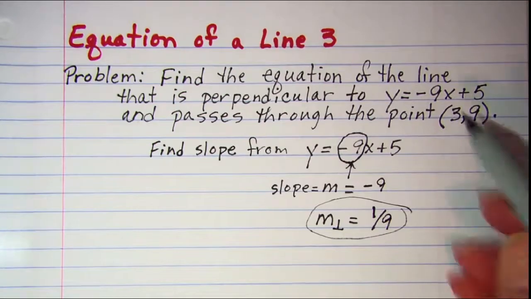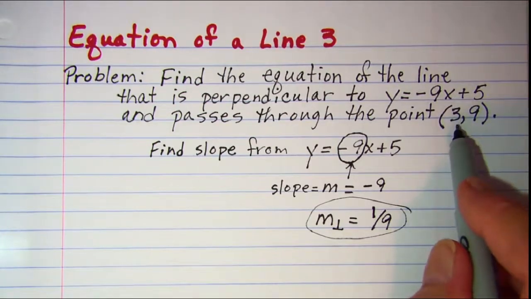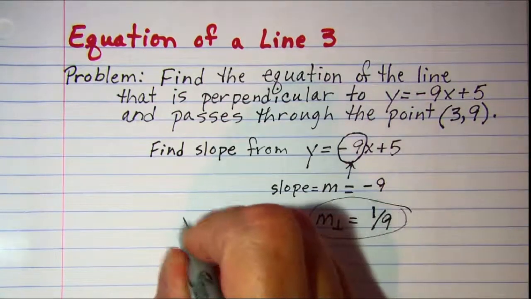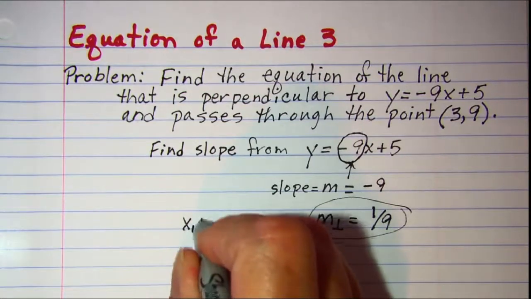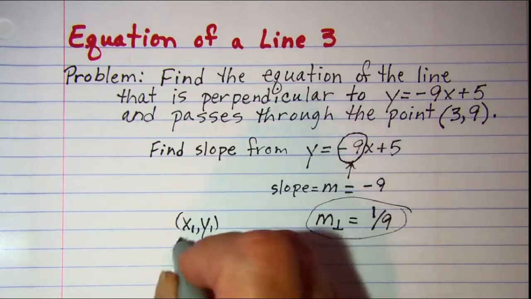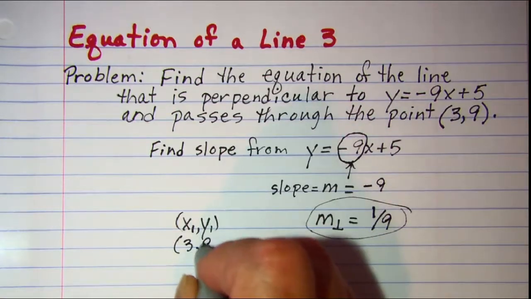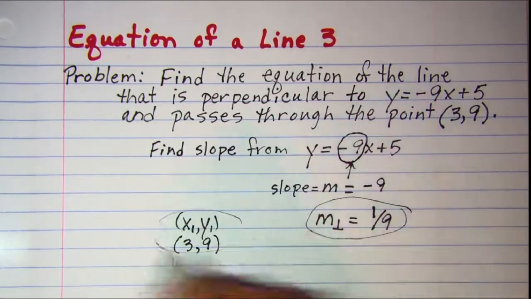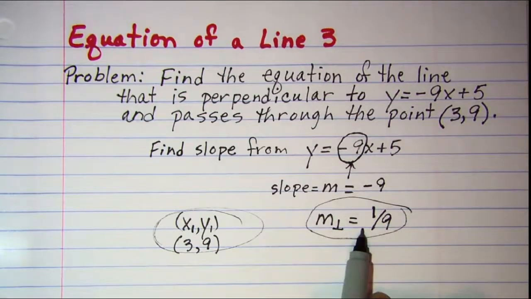And then we already know our point is (3, 9). So x1, y1 is our point, and that is (3, 9). So we'll be using that information and this information to get our equation of our line that we're looking for.